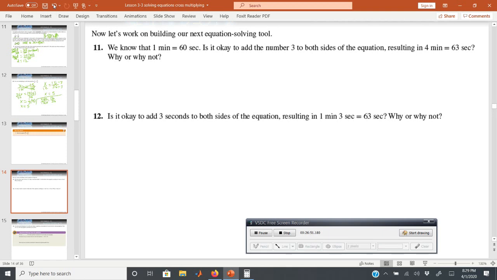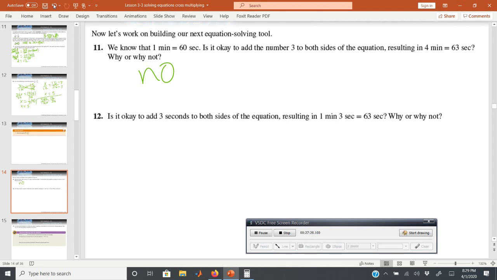Now let's work on building our next equation solving tool. We know that 1 minute equals 60 seconds. Is it okay to add the number 3 to both sides of the equation, resulting in 4 minutes equals 63 seconds? No, that's obviously not right. 4 minutes would actually equal, you would actually have 4 60s. So you'd have 4 times 60. So no.